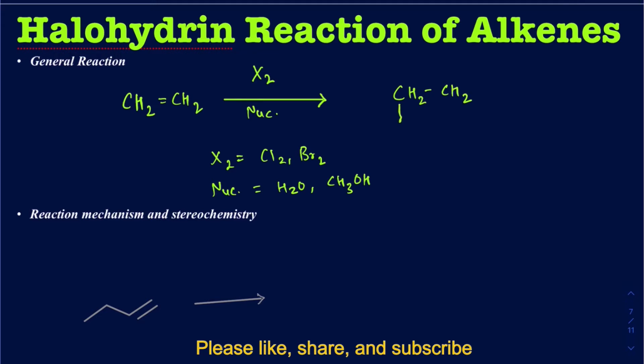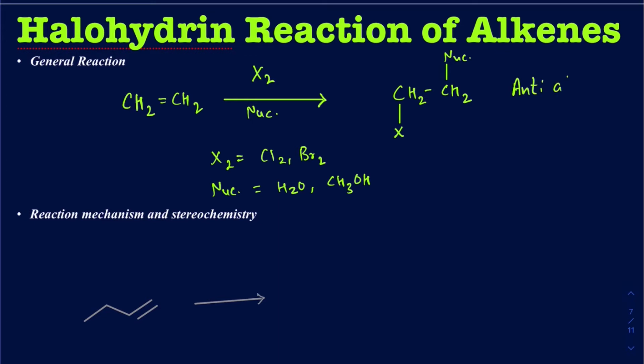So I would have a halogen on one of the carbons, and on the other carbon you're going to have this nucleophile, whichever you are using. This is still going to be an anti-addition. However, when we talk about the regioselectivity here, because remember, you don't have the same type of atoms added onto those double bond carbons, you do have to worry about your regioselectivity, which is still going to be Markovnikov's rule.